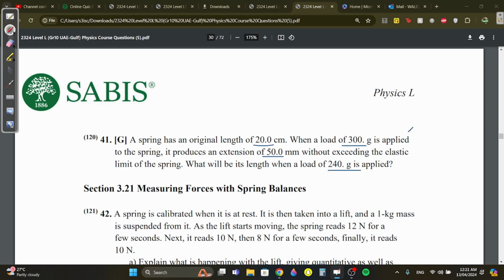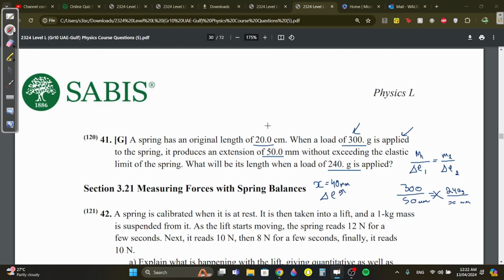For this question, and it comes the exact same in the exam, what you can do is mass 1 over delta L1 equals mass 2 over delta L2. So 300 grams, I can put it over 50 millimeters. And then mass 2, I can put 240 grams over x millimeters. If you cross multiply, 50 times 240 divided by 300, you get x equals 40 millimeters. That's delta L, so delta L is 40 millimeters.